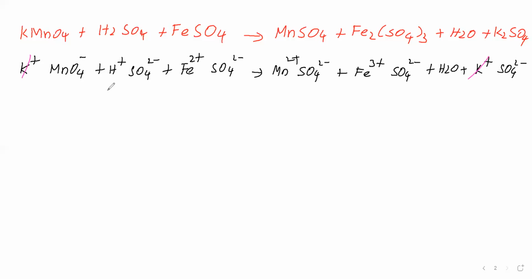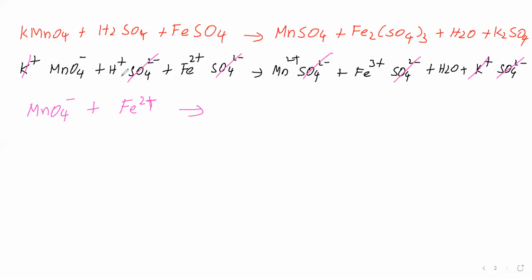Then you see that sulfate is there in all the places. See, there is no change for sulfate, so cancel sulfate. We have cancelled sulfate. What is remaining? Permanganate is remaining, so you take permanganate, MnO4 minus. Ferrous is remaining, so you take ferrous, Fe2 plus.